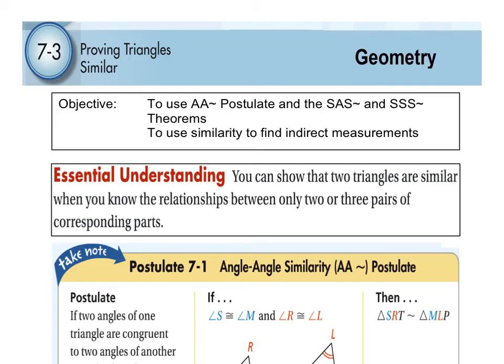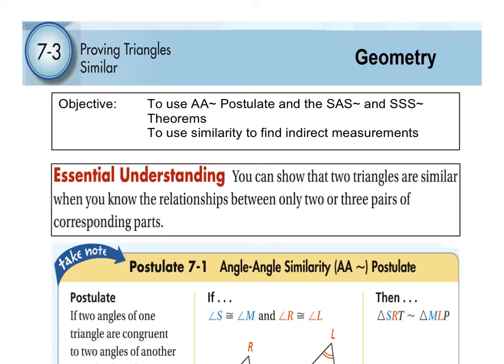This is the introduction to section 7.3, part 1. In 7.3, we're going to start to work with proving triangles similar. So now we're going to go back to using some ideas and proofs. And there's two things here. We're going to use the angle-angle similarity postulate and the side-angle-side similarity and side-side-side similarity theorems. That's what you're going to see a lot of today. We're also going to use similarity to find indirect measurements.